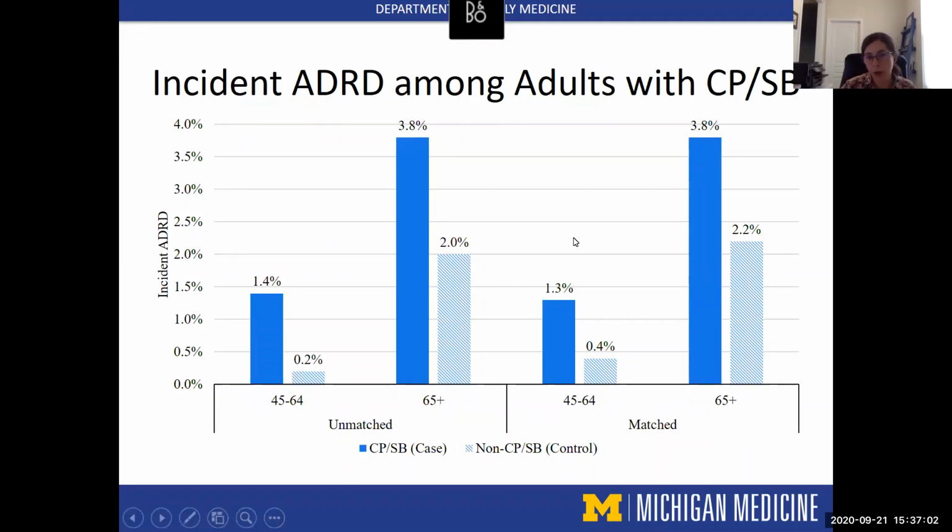These are, by the way, our unadjusted data. The left side represents unmatched data for 2 different age groups, and the right side represents the results for our matched cohort, but not adjusted. These are basically the rate for incident ADRD.